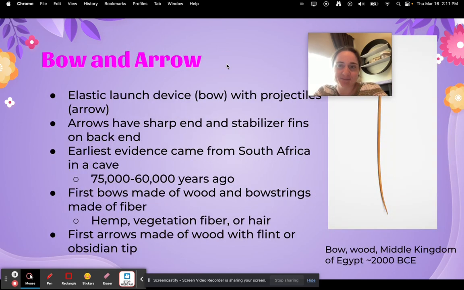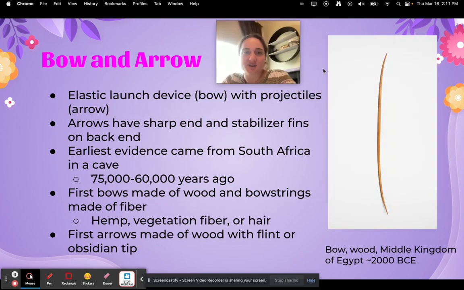Yeah, interesting. All right. So the bow and arrow. I know this seems probably one of the most basic weapons, but it's also the most widespread. It's an elastic launch device, which is the bow, with projectiles, which are arrows. Arrows have sharp ends and stabilizer fins on the back end, usually feathers. The earliest evidence came from a cave in South Africa, dated about 75 to 60,000 years ago, when humans started using bow and arrows.